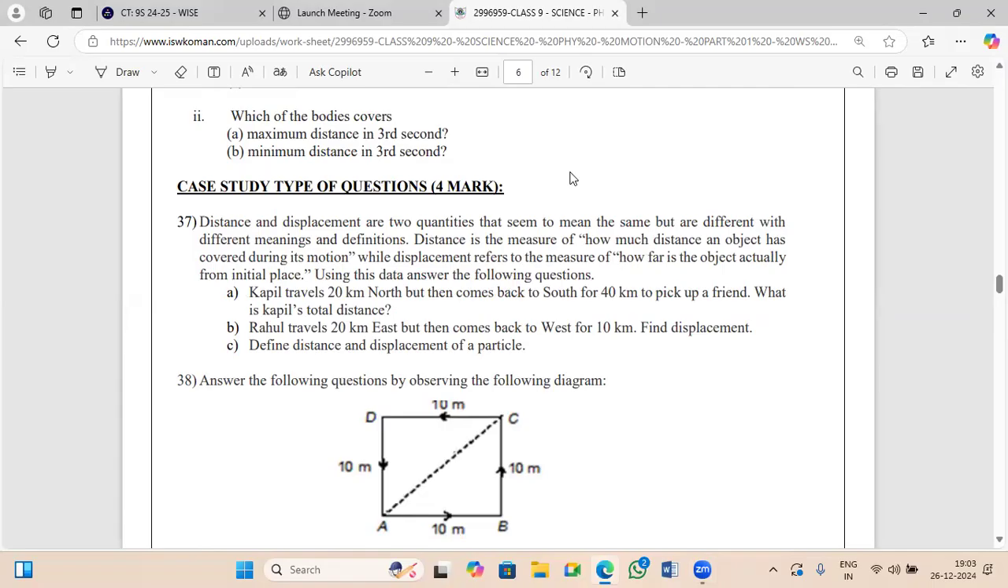First one. Distance and displacement are two quantities that seem to mean the same but are different, with different meanings and definitions. Distance is the measure of how much distance an object has covered during its motion, while displacement refers to the measure of how far the object actually is from the initial place. Using this data, answer the following questions. Kapil travels 20 km north, but then comes back to south for 40 km.